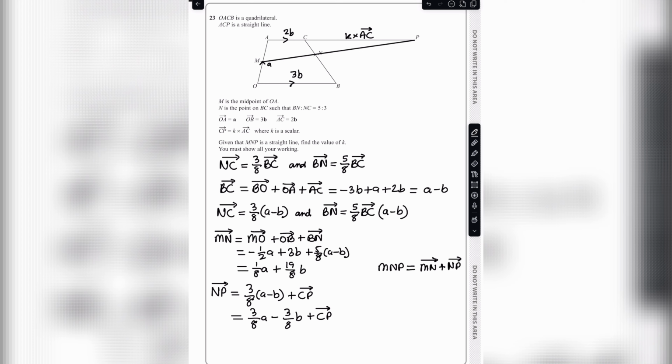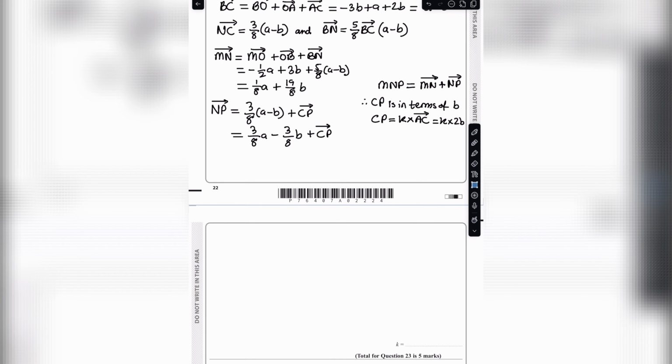And given as CP lies on the straight line ACP, we can state that AC and CP are collinear, so that means that CP can be written in terms of B. And as stated before, MN and NP are collinear, so that means that the A terms must be the same. And if we compare NP to MN, we can see that the A term in NP is 3 times the A term in MN. So 3 lots of MN equals NP. And after substituting these vectors into this equation, we get this.